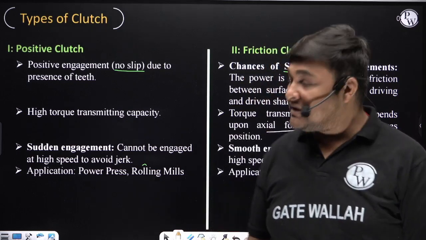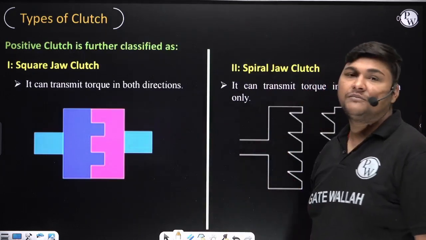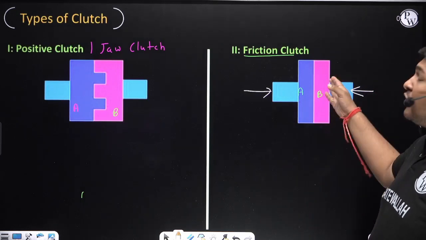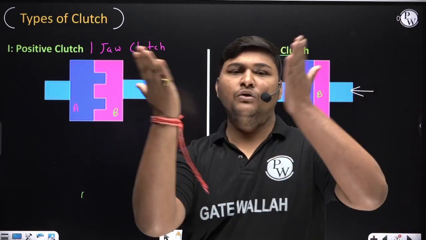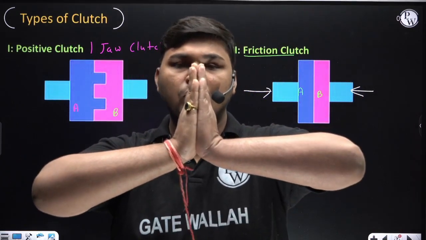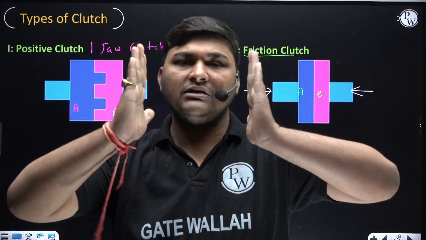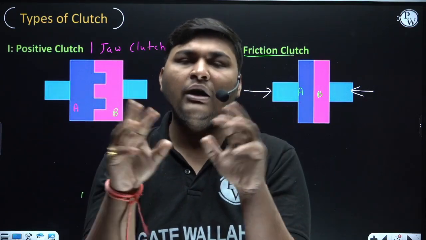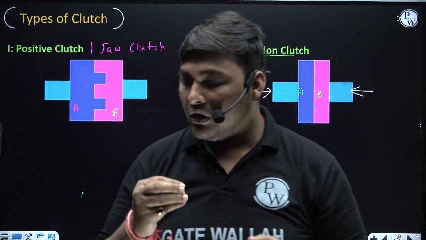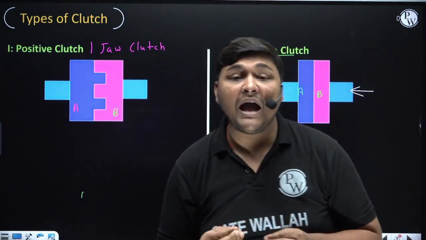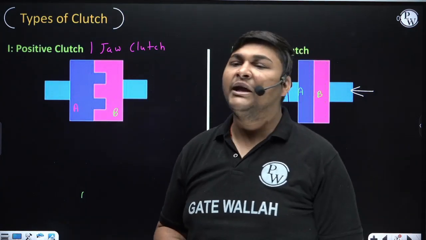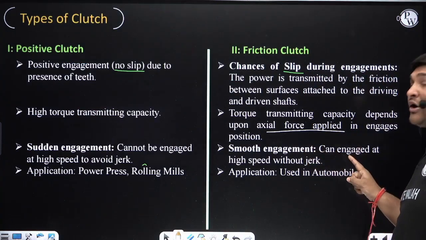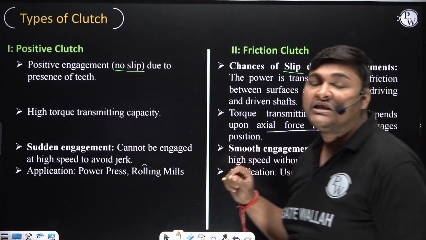But this is the advantage of the friction clutch, because here we have not made any teeth. Simple, you can see, it is like this. Whenever we want to disengage, it will disengage. Whenever we want to engage, it will engage. There are no teeth, meaning no chances of jerk and no chances of breaking of teeth, because here engagement and disengagement are smooth. So can I say in a friction clutch, engagement and disengagement are smooth? It means we can also engage the clutch at high speed.